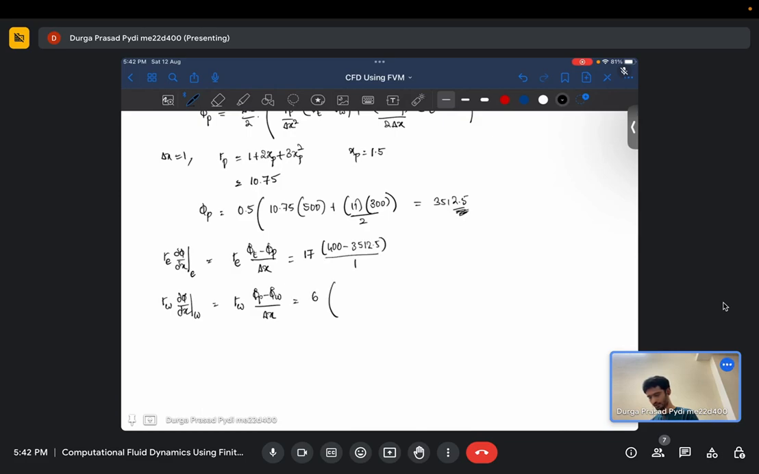Similarly, gamma west. So if you try to match these two values, just show what there is. So this is some.